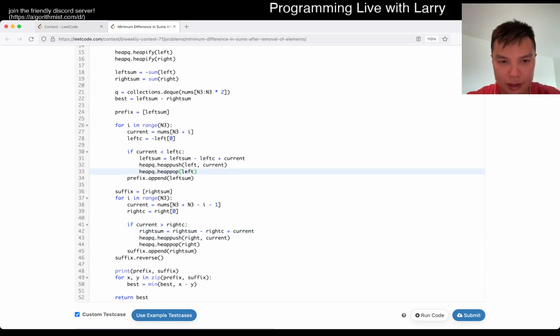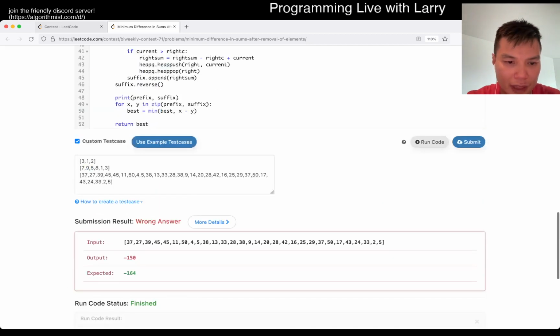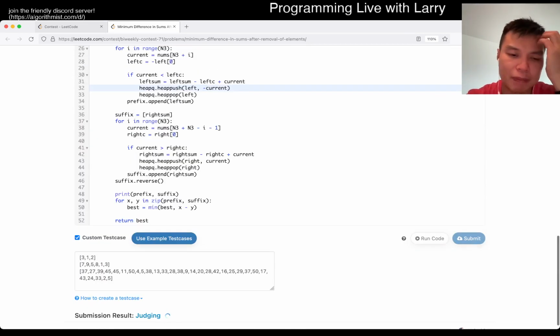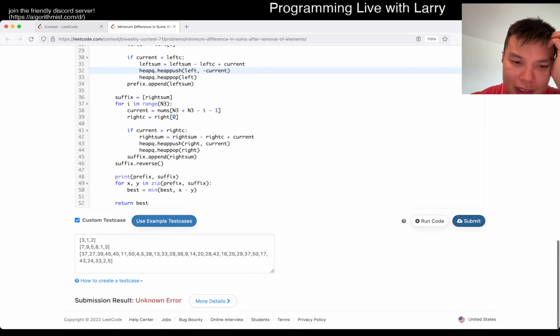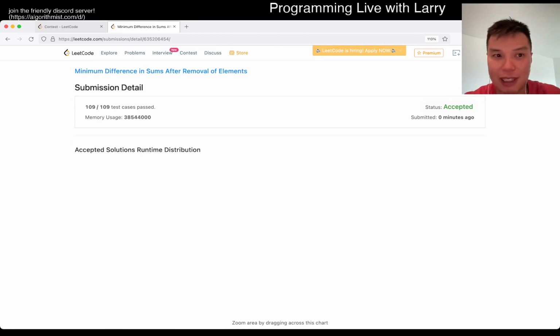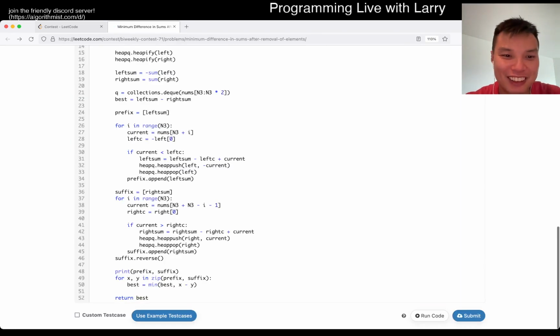Oh, this is negative because, yikes, I forgot about the, okay, there we go. The heap, the max min heap type thing is silly. Also, okay, what is an unknown error? Okay, the unknown error is accepted. Okay.